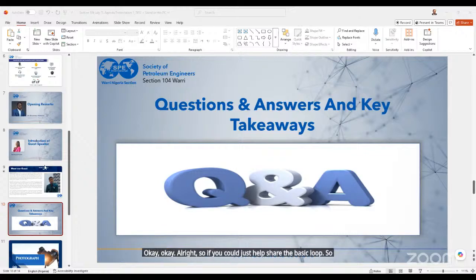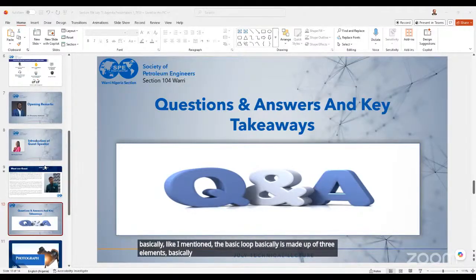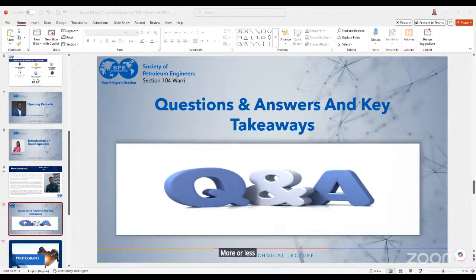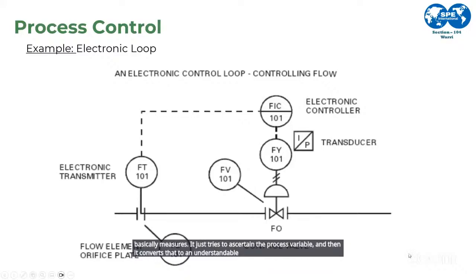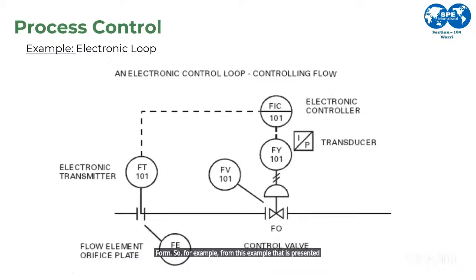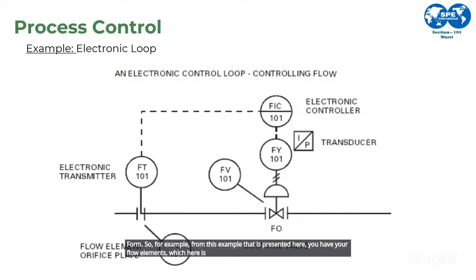So basically, like I mentioned, the basic loop is made up of three elements, basically three parts. Bash, if you could just share the process control. So basically, you have the sensing element, right? And the sensing element just measures. It tries to ascertain the process variable, and then it converts that to an understandable form. For example, from the example presented here, you have your flow element, which here is an orifice plate, right? What the orifice plate does is to measure the process variable, and then convert it into an understandable format.